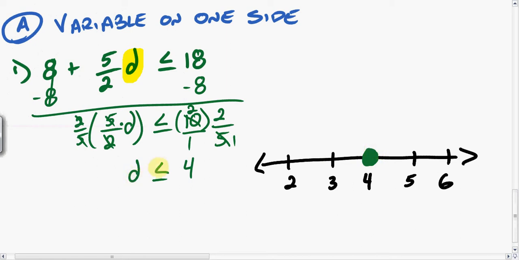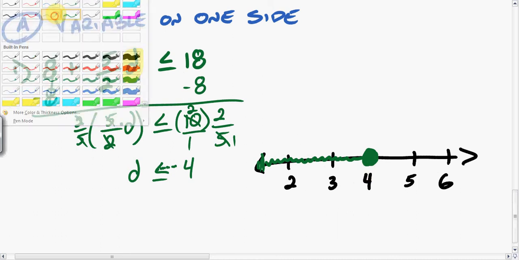The variable is on the left-hand side, so I can listen to the arrow that's pointing. This is telling me to point left, and I've shaded all numbers less than or equal to 4. So is 2 less than or equal to 4? Yes, it is, so we know we've done it correctly. Next, we're going to go on to letter B.